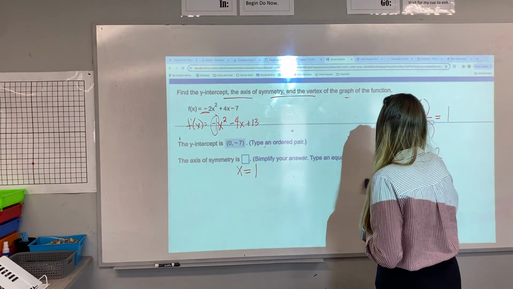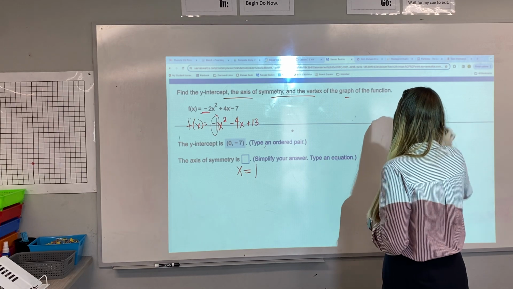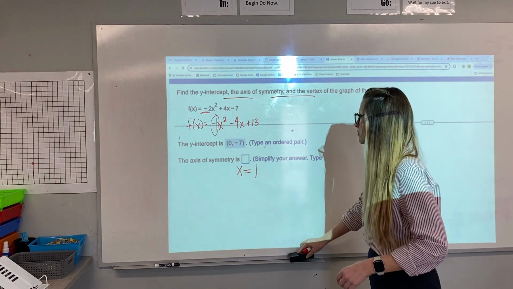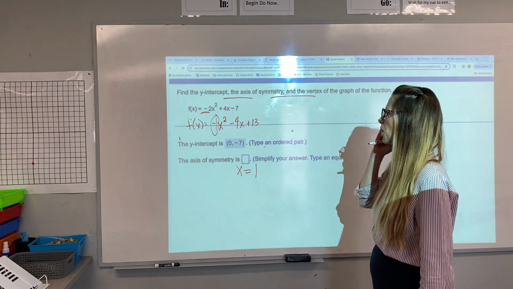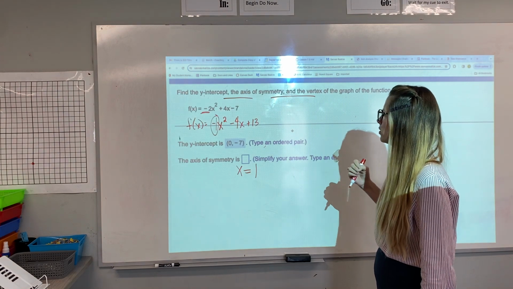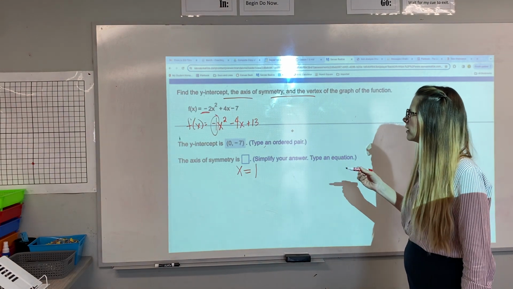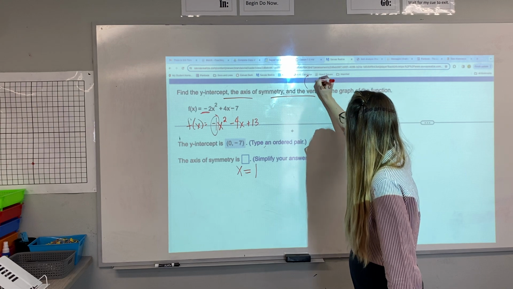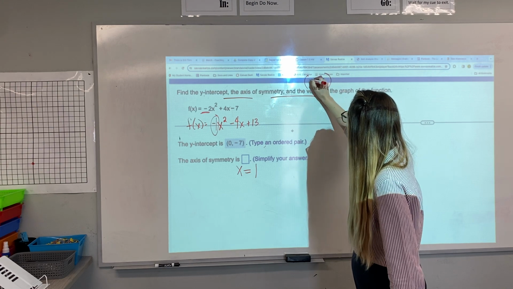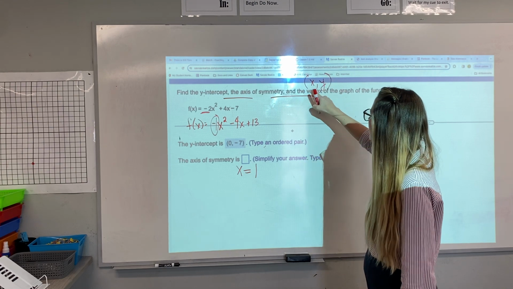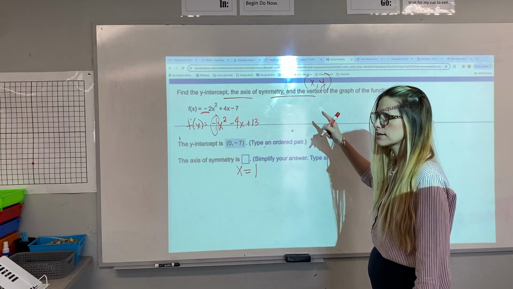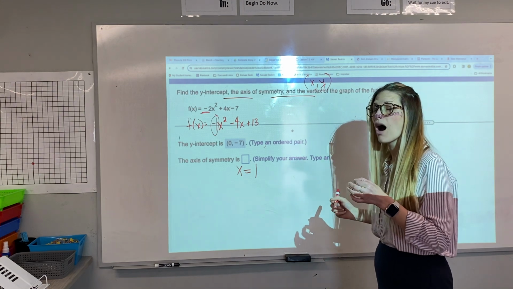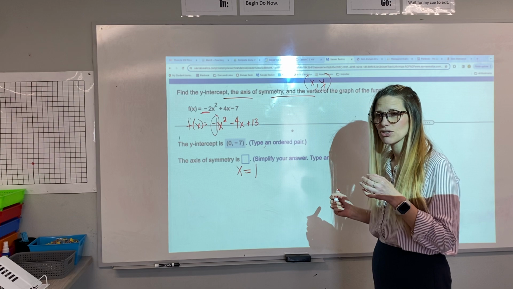Isn't it 4 times -6? No. The vertex is an ordered pair, and the vertex is a point on the axis of symmetry.